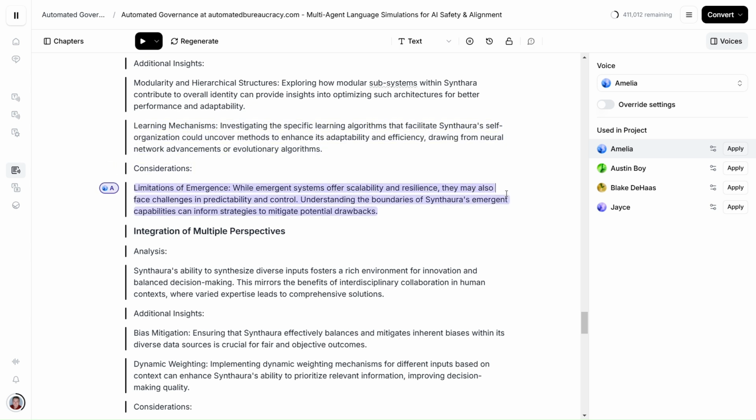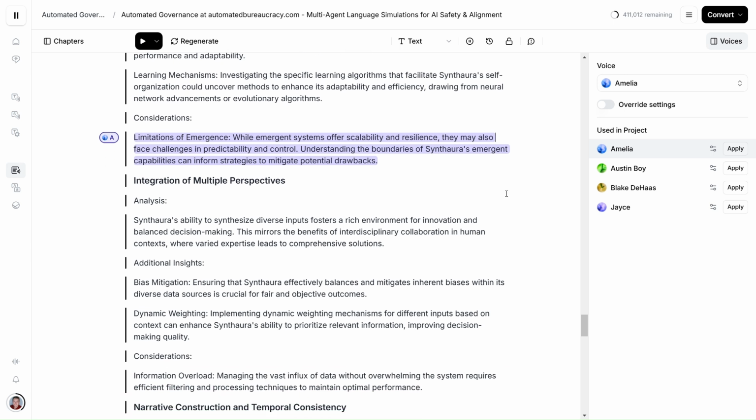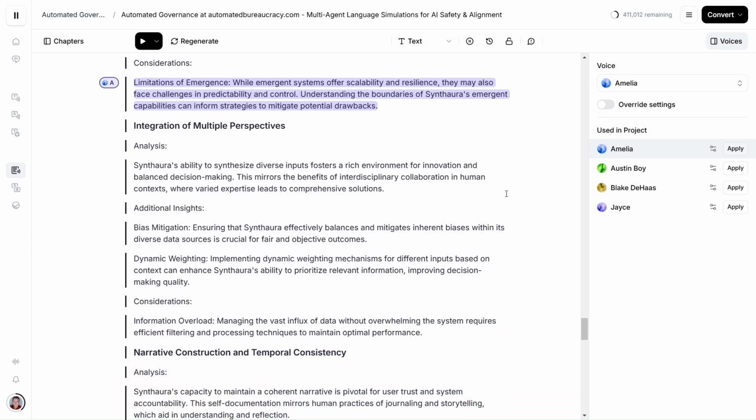Considerations. Limitations of emergence. While emergent systems offer scalability and resilience, they may also face challenges in predictability and control. Understanding the boundaries of Synthara's emergent capabilities can inform strategies to mitigate potential drawbacks.